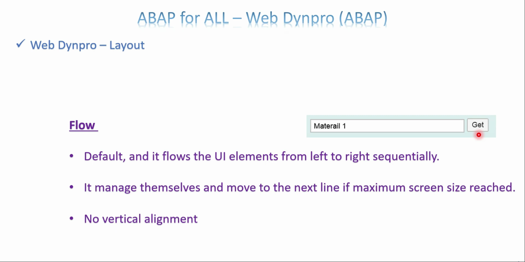So that comes automatically, depending on the screen size. But at the design level, if you want to keep any component on a new line, that is not possible in flow. Once you understand the properties of each layout, it's very easy to pick which layout is required for your requirement. And there is no vertical alignment for this layout.